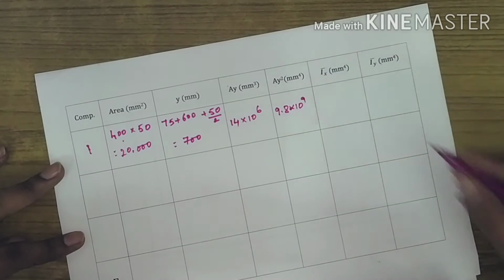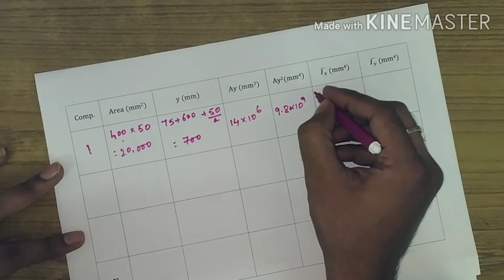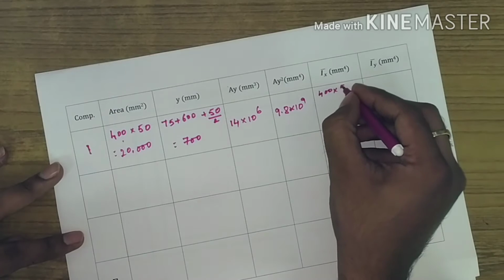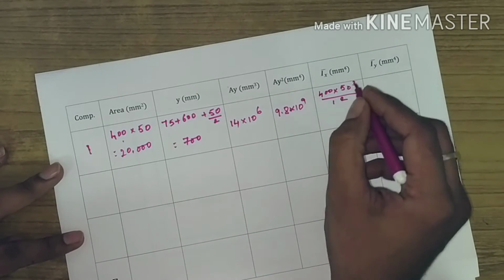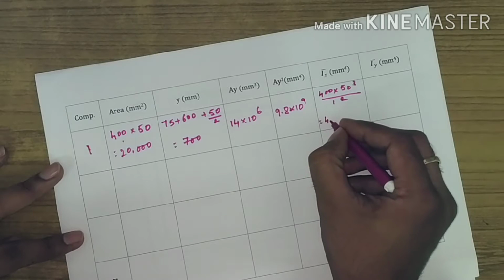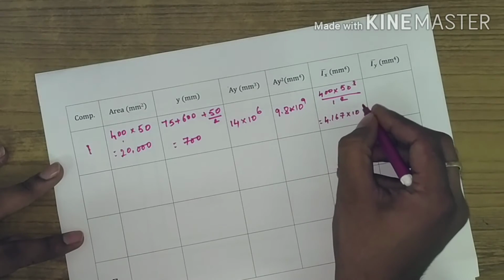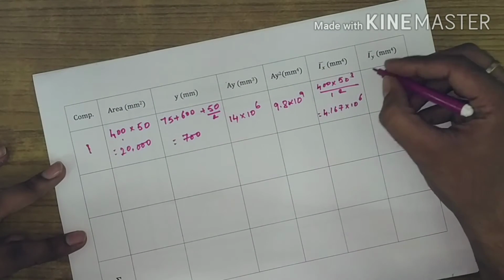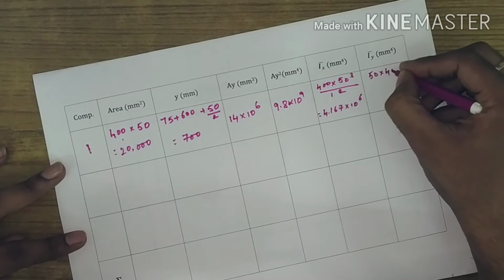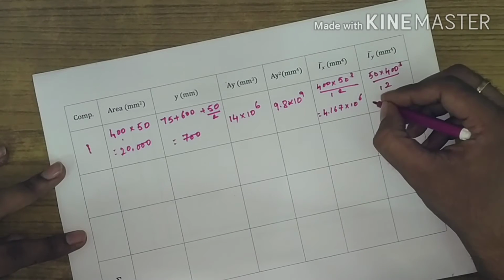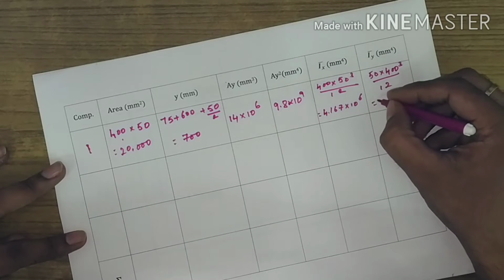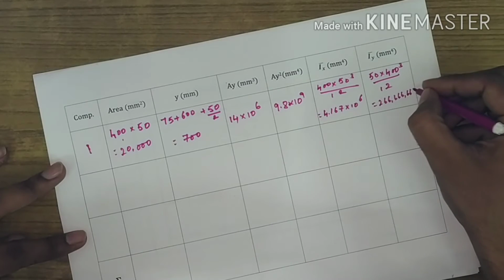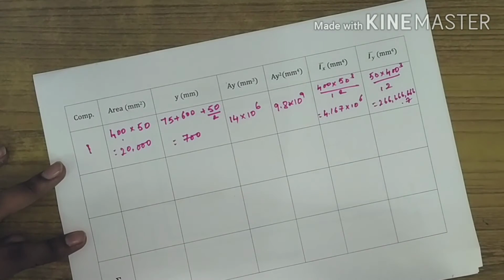So I x bar is what? It is b d cube by 12. b is in the x direction, that is 400 into d cube, d is 50 cube, divided by 12. So this will come to around 4.167 into 10 power 6. Similarly, I y bar will be d b cube by 12. d is 50 into 400 cube divided by 12. So this will be around 266,666,666.7, something like that in decimals.